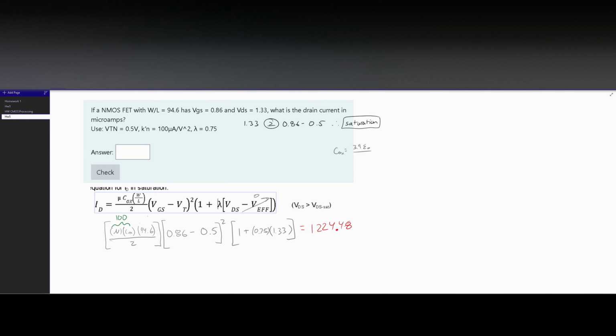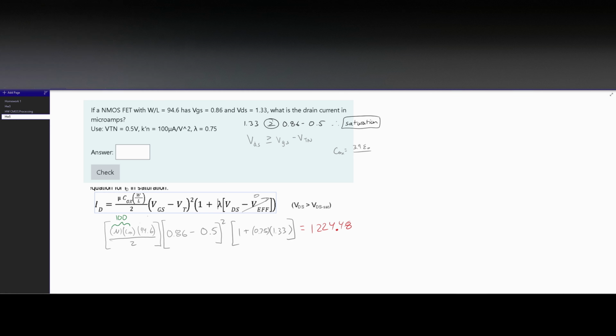So for this, we are going to have our VDS, and it's in saturation if our VDS is greater than or equal to our VGS minus our VTN. And so with this, we can figure out that this is greater than that, so it is in saturation.